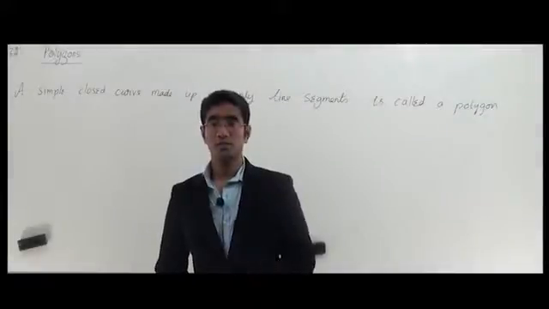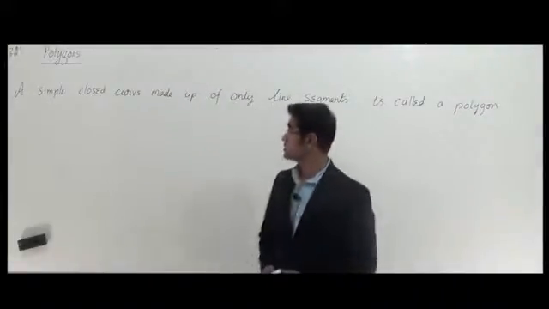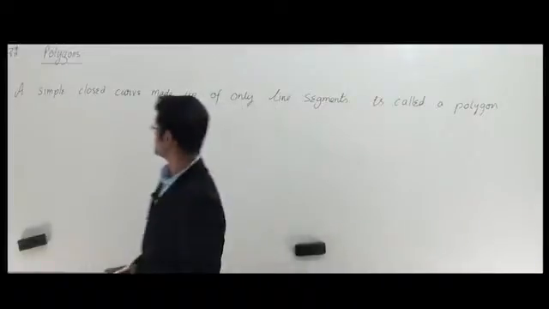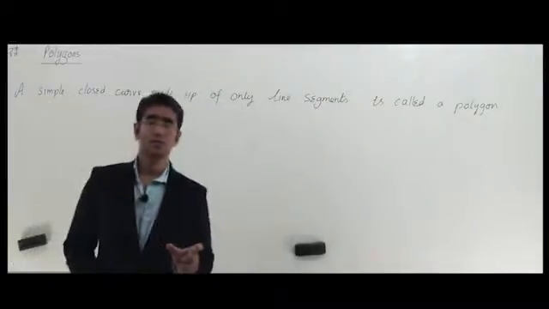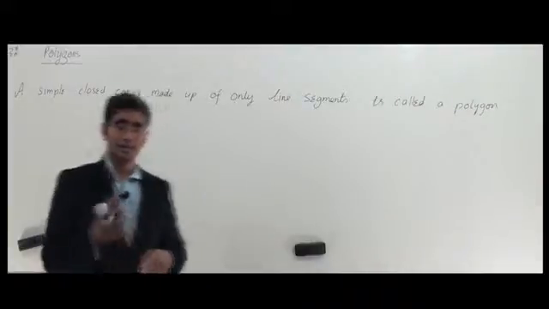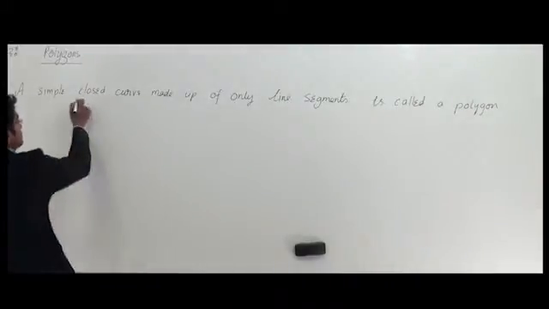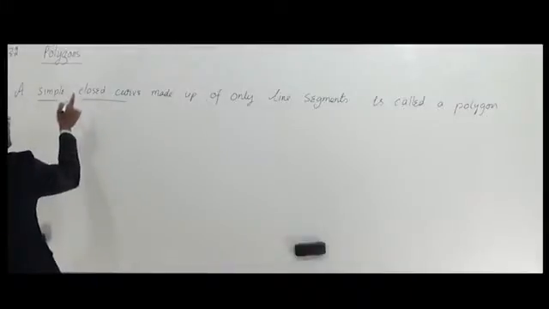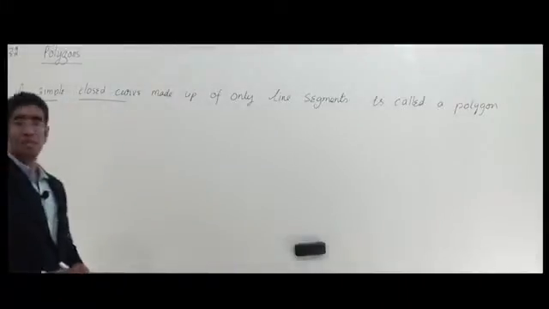The session is to try to understand what exactly a polygon is. As its definition says, it is a simple closed curve. Remember, a simple curve is one which should not cross itself, and it's a closed curve. It has to be simple and it has to be closed, made up of only line segments.